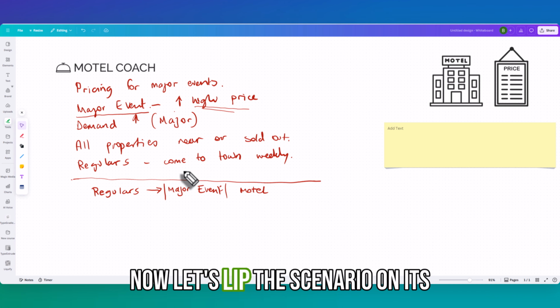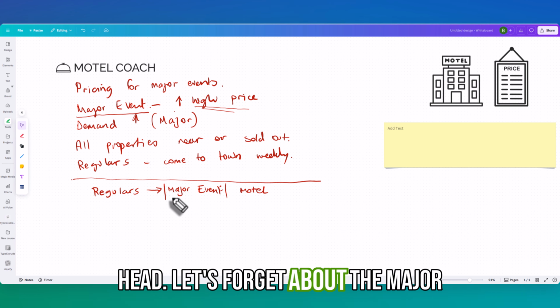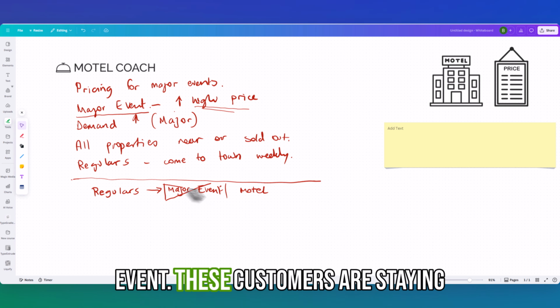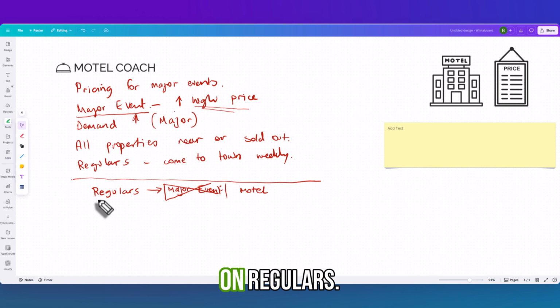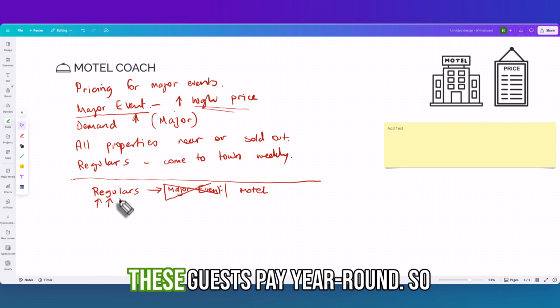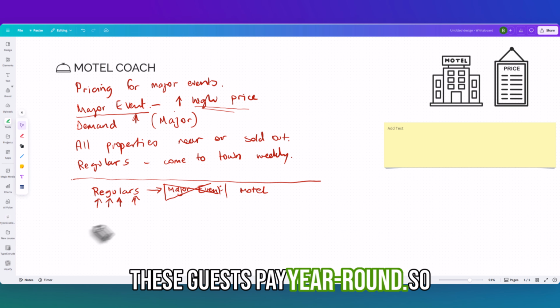Now, let's flip the scenario on its head. Let's forget about the major event. These customers are staying for 1-2 nights max. Let's focus on regulars. These guests pay year round.